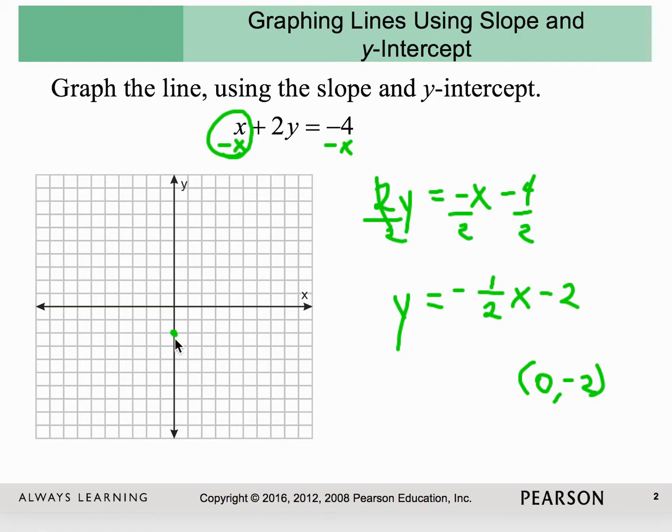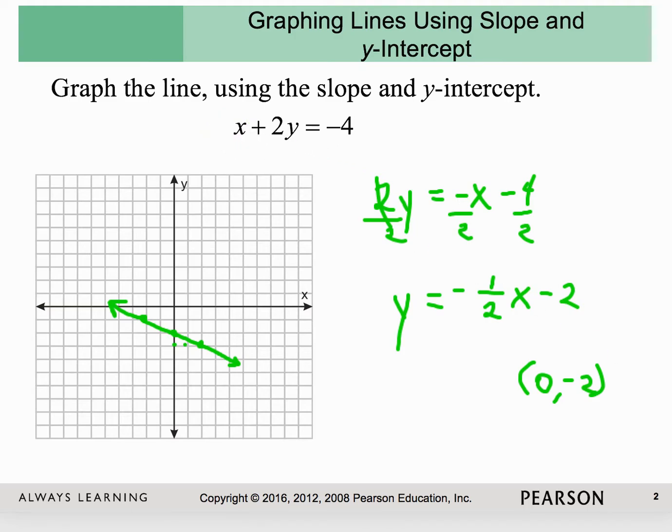That means go down 1 and over 2, or I could go up 1 and backwards 2. Either way, I can get a whole bunch of points real quickly and draw my line through them. Ta-da!